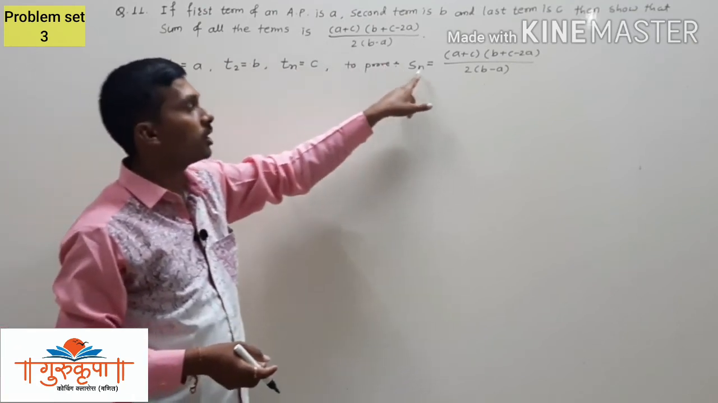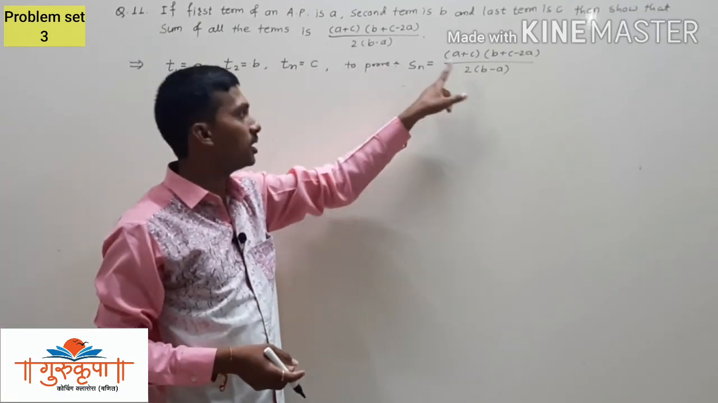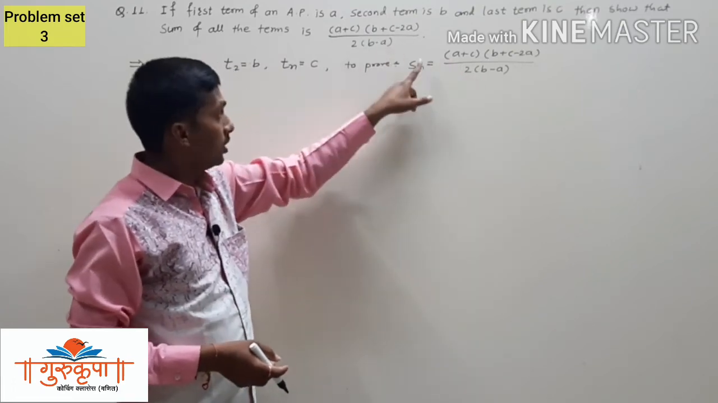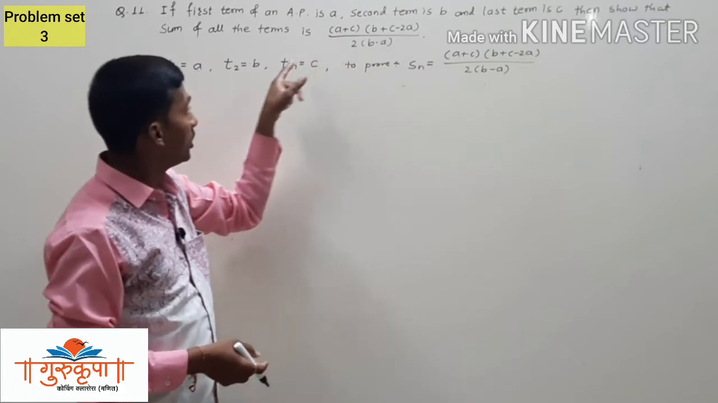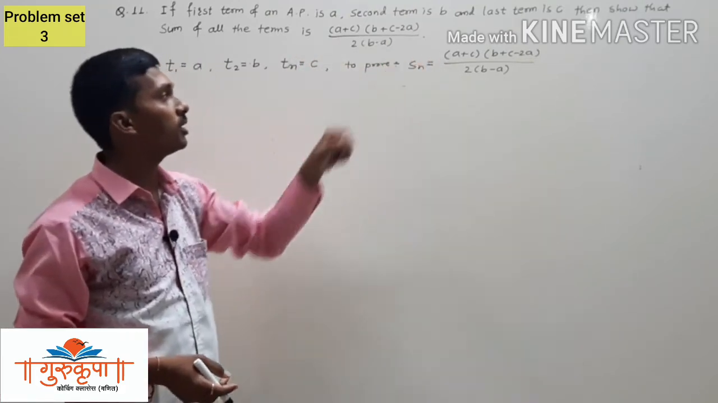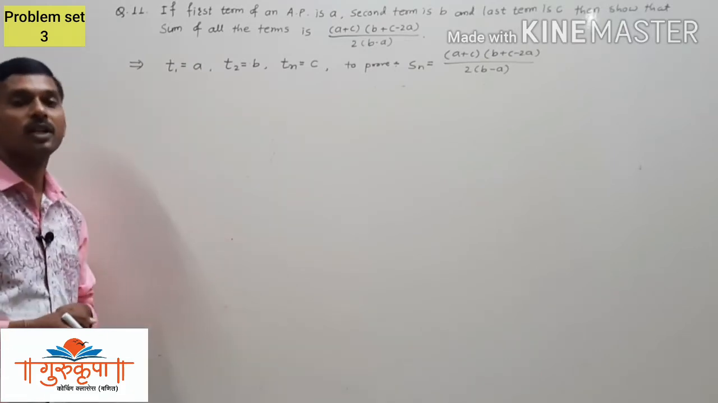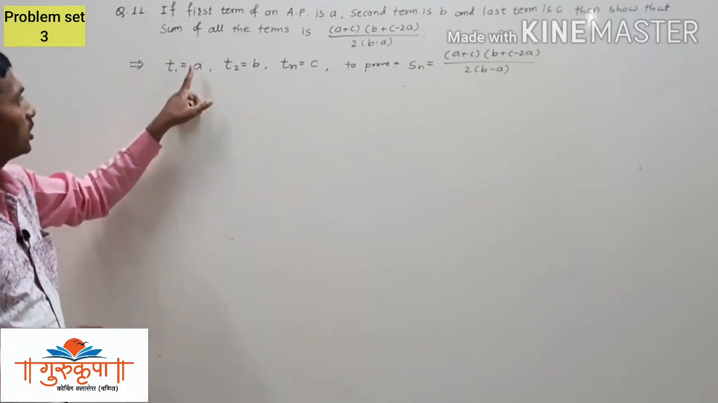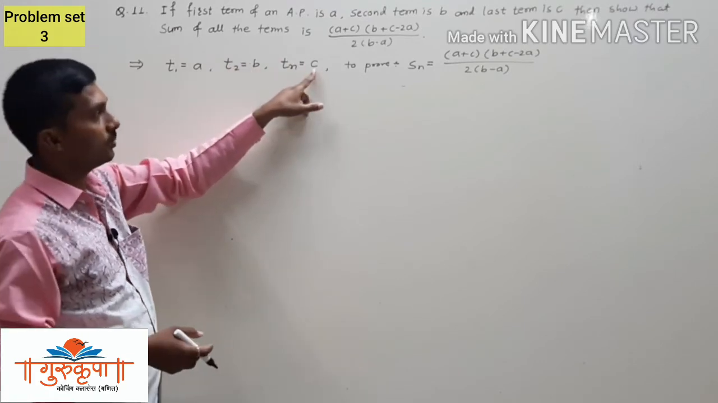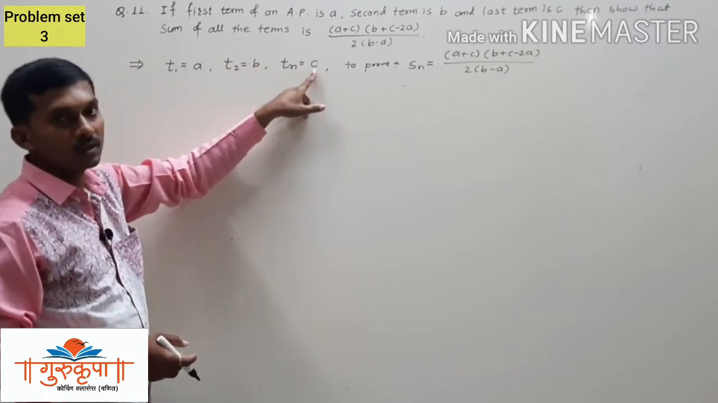Since n is not included here in the Sn, here we have n by 2 in the formula. So n should not remain here; in place of n, we have to write the value of n. Here the first term we know, the last term we know.